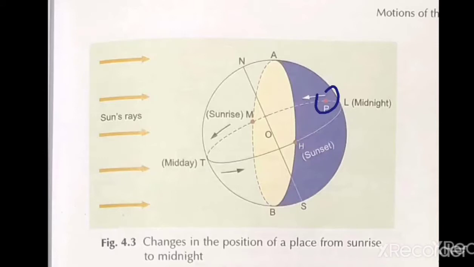As the place moves towards the sunlight, it will reach a point close to M. Now it is rotating, right? So it will reach till the point M. Okay, it will move where it will get some diffuse light.